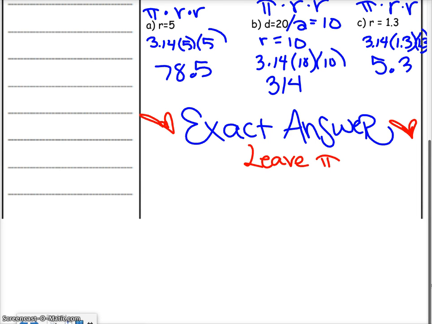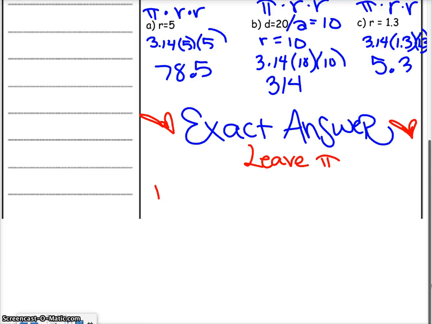Let's make 2 examples. You should have this written down. Exact answers means leave pi. That means pi is the exact value. Rounding pi makes it an estimate. If they said, what's the exact circumference or what's the exact area, you leave it. You just evaluate everything else and throw pi at the end.